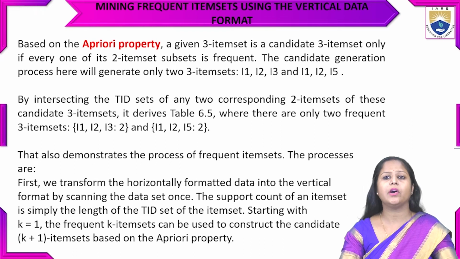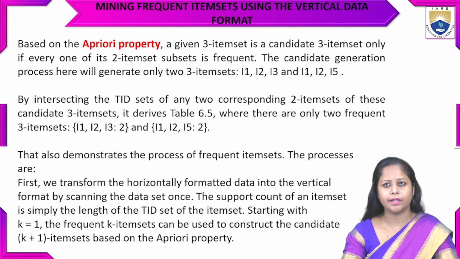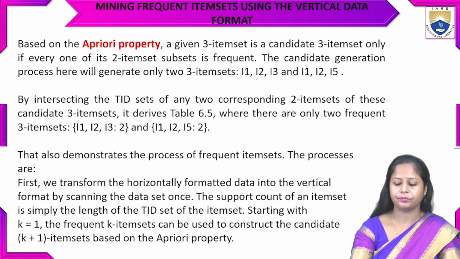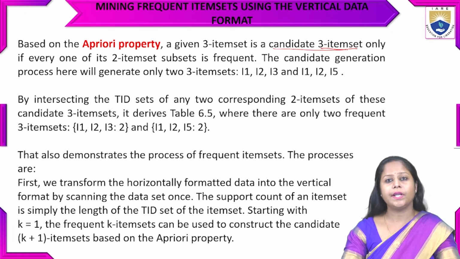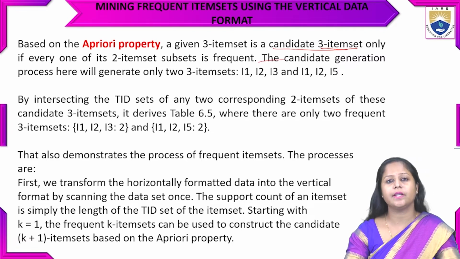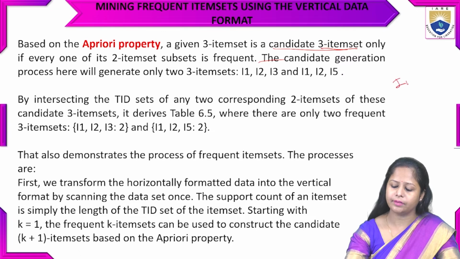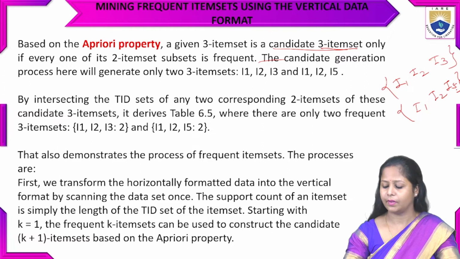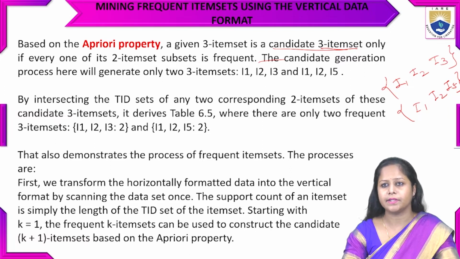So based on the Apriori property, a given 3-item set is a candidate 3-item set only if every one of its 2-item subsets is frequent. So the candidate generation process here will generate only 3-item sets. What are they? {I1, I2, I3} and {I1, I2, I5}.